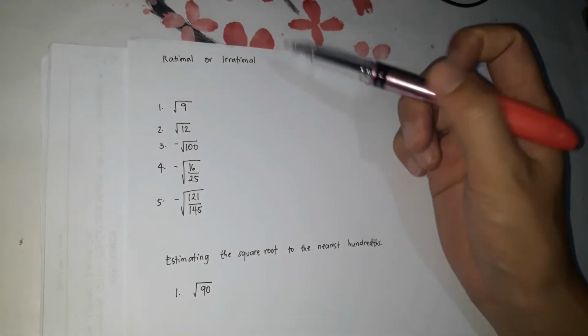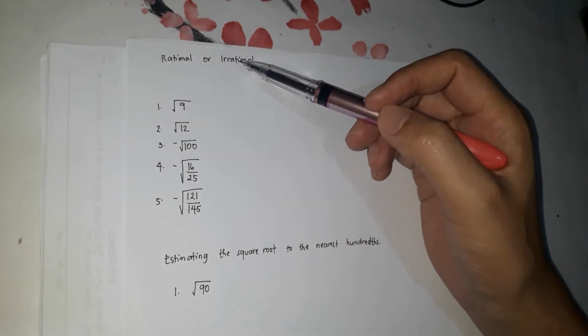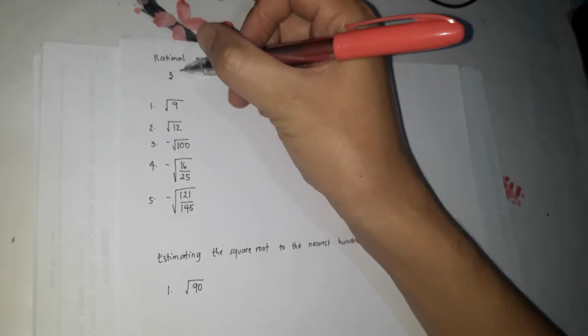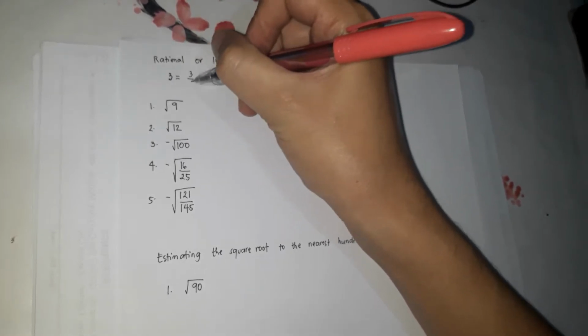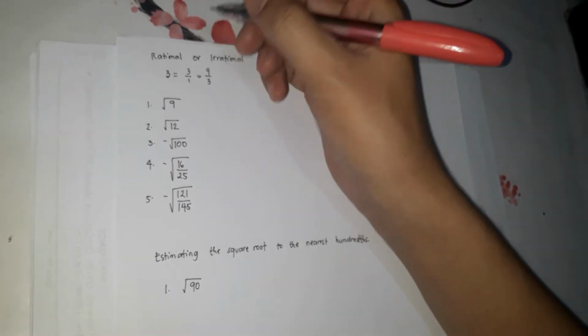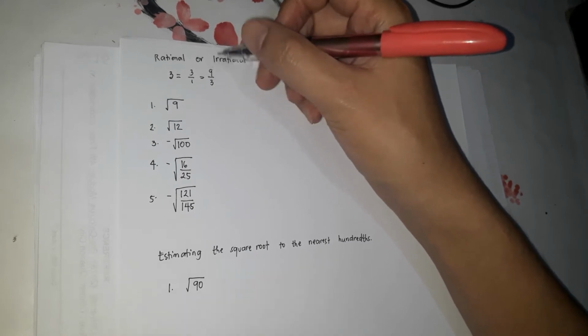So now we're going to identify rational and irrational numbers. Rational numbers are numbers that could be written as a fraction, while irrational numbers cannot. An example of a rational number is 3, because 3 could be rewritten as 3 over 1 or 9 over 3. They're all equal to 3. While irrational numbers are numbers that cannot be written as a fraction.